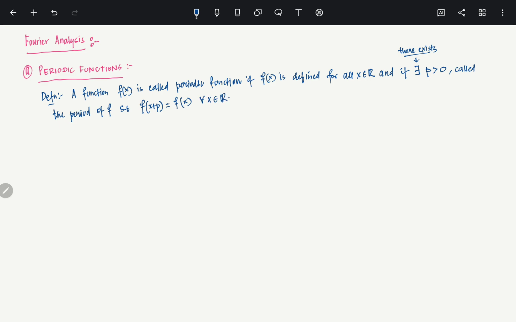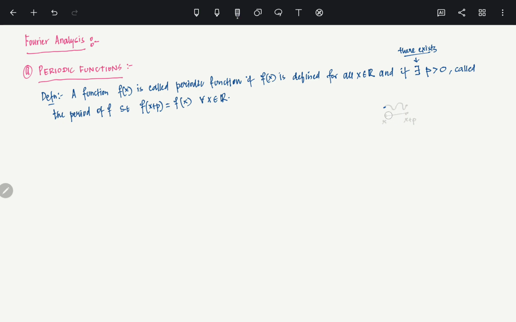So what do I mean by this? What I mean is essentially, if you start from x and you end up at x plus p, the value of the function at the point x and the value at the point x plus p have to be the same. Whatever it does in between does not really matter, but at these two points it has to be the same, and this should hold for all x in R.